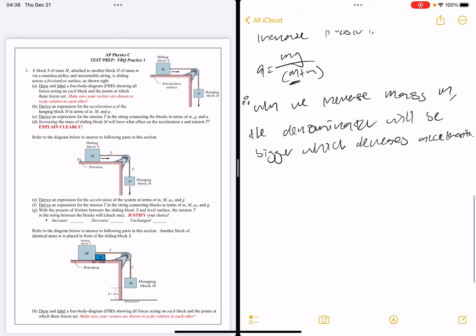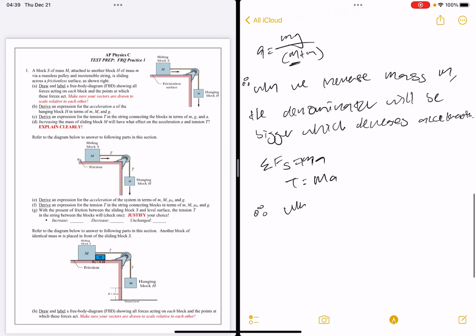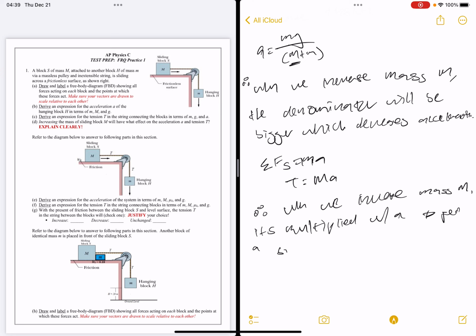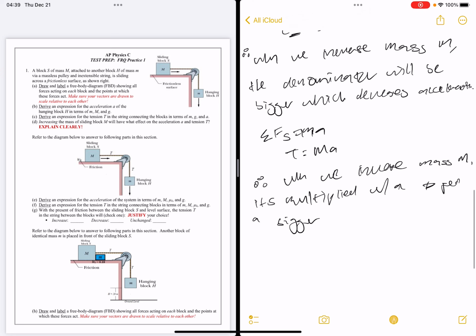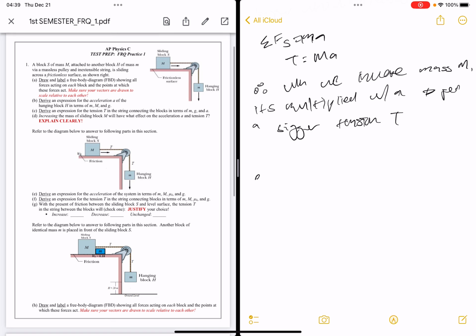And then we can use the net force of block S, capital M, and that would be T equals big MA. And we see there that when we increase mass M, it's multiplied with A to get a bigger tension. So acceleration will decrease, but tension will increase.